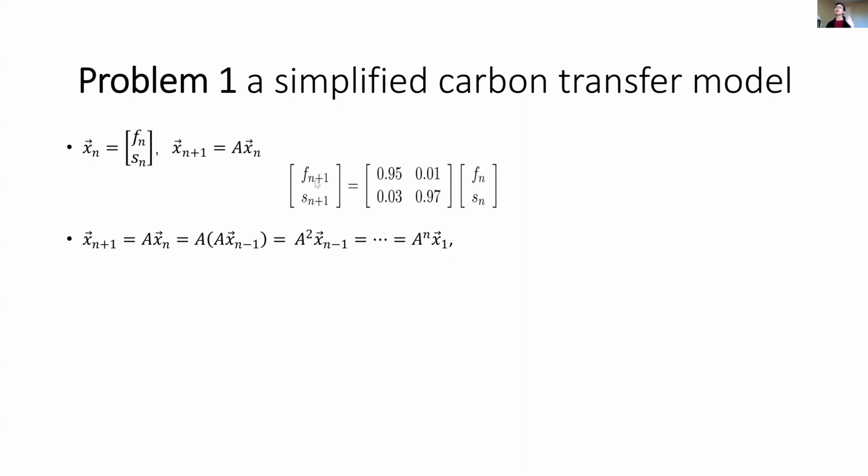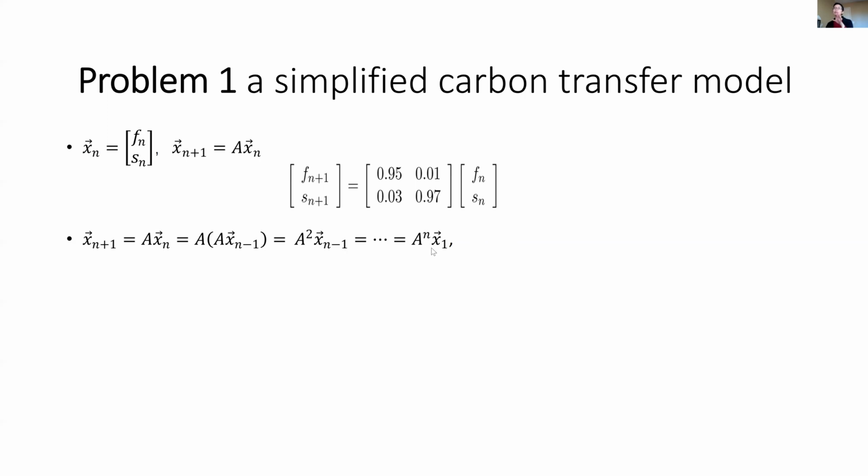So therefore, when you need to compute the next year, you can use the matrix multiplied by the current year. And then we know that with this nth year, you can always compute the n plus 1th year. So therefore, x_{n+1} is equal to A times x_n. So that's the matrix times the current year. And the current year, this x_n, is equal to A times the previous year, and so on and so forth.